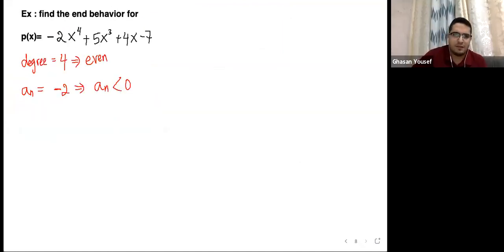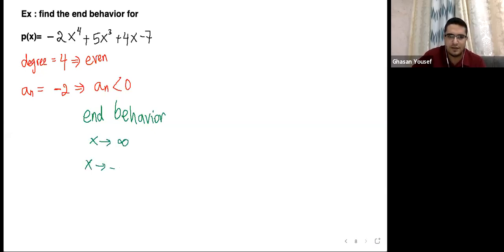So the end behavior, here the end behavior, when x goes to infinity and when x goes to minus infinity, here the y goes to minus infinity and y goes to minus infinity. Is it clear? So this is the end behavior for this example.